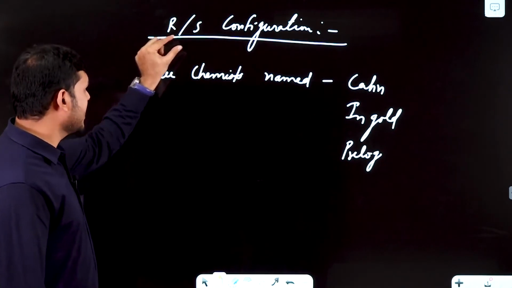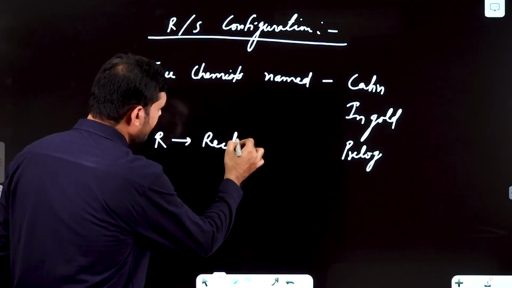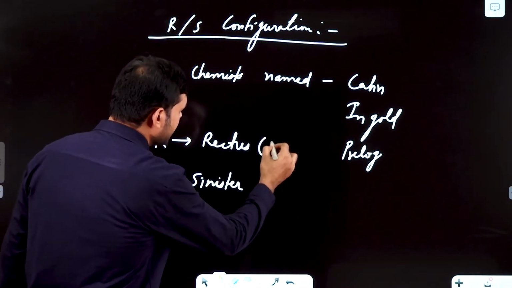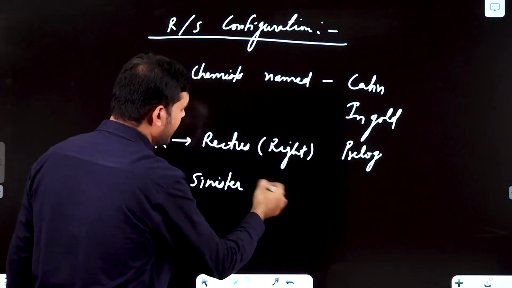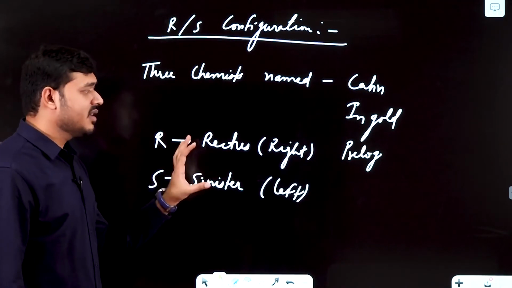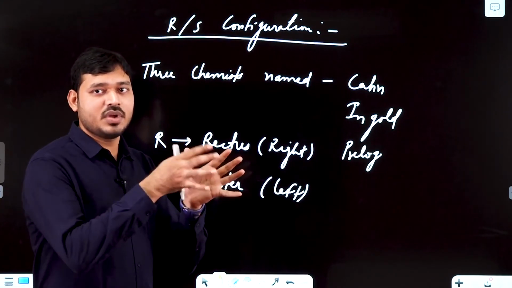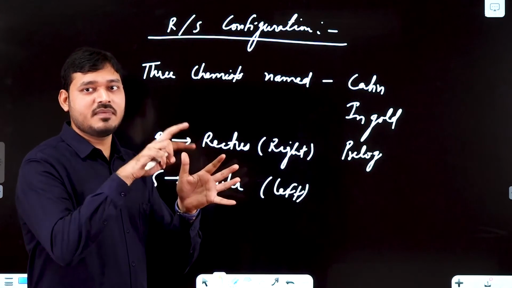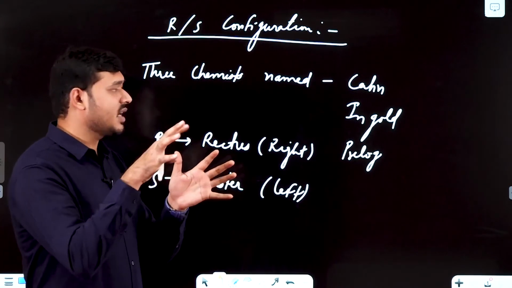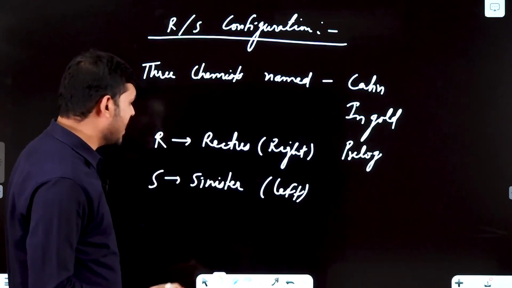The terms used were R and S. Now what are R and S? R stands for rectus and S stands for sinister. This is for right, and then you can understand this will represent left. Now they specified some particular rules to understand this RS configuration. As we know, a compound and its enantiomer are configurational isomers. So their name is represented by either R configuration or S configuration. Let's understand this part in detail.